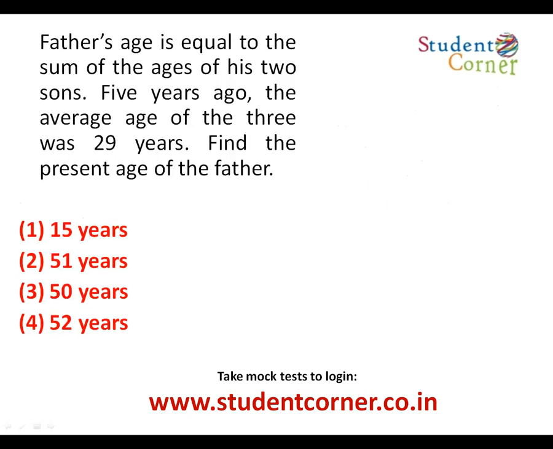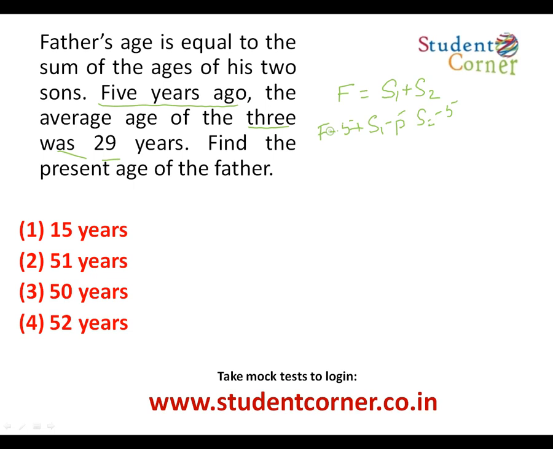So next problem. Father's age is equal to the sum of the ages of his two sons. Let us assume the father's age be F, and the sons' ages are S1 and S2, there are two sons. The father's age is equal to the sum of the ages of his two sons, S1 and S2. Five years ago, it clearly means we subtract from whatever variables are used. So 5 years ago the average age of the three: 5 years ago father, 5 years ago one son, 5 years ago the second son.